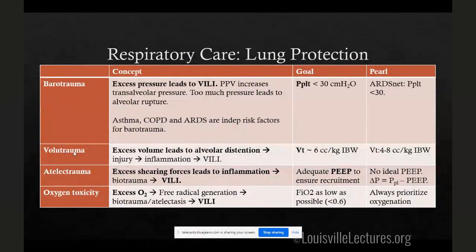The next issue is if you're on a pressure mode, you give too much volume, or if you decide, hey, I'm just going to give a ton of volume to this patient, you can overdistend the lungs, again cause rupture and inflammation, and more ARDS. So generally on the vent, your safe bet is to target 6 cc's per kilogram of ideal body weight.